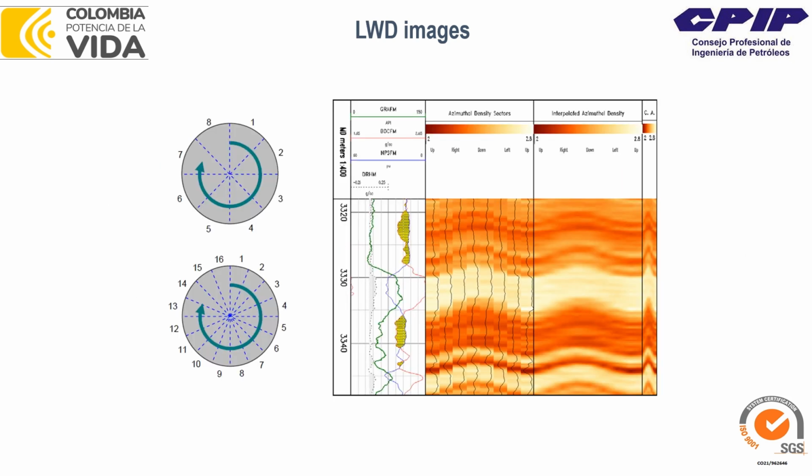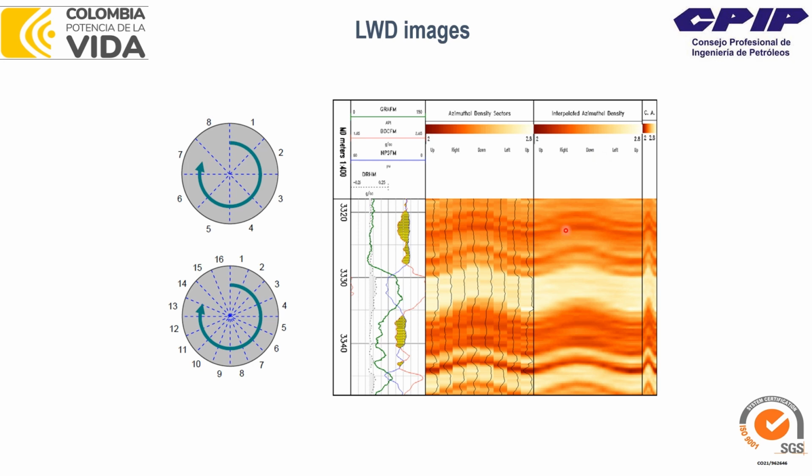For example, please have a look here and see the difference. If you have an 8-sector image, all these 8 sectors have a laydown here. You can see the quality of the data, right? The quality is not the best, but you still can identify when you cross the bed boundaries, when you see the pay zone, or you see the shale, right?